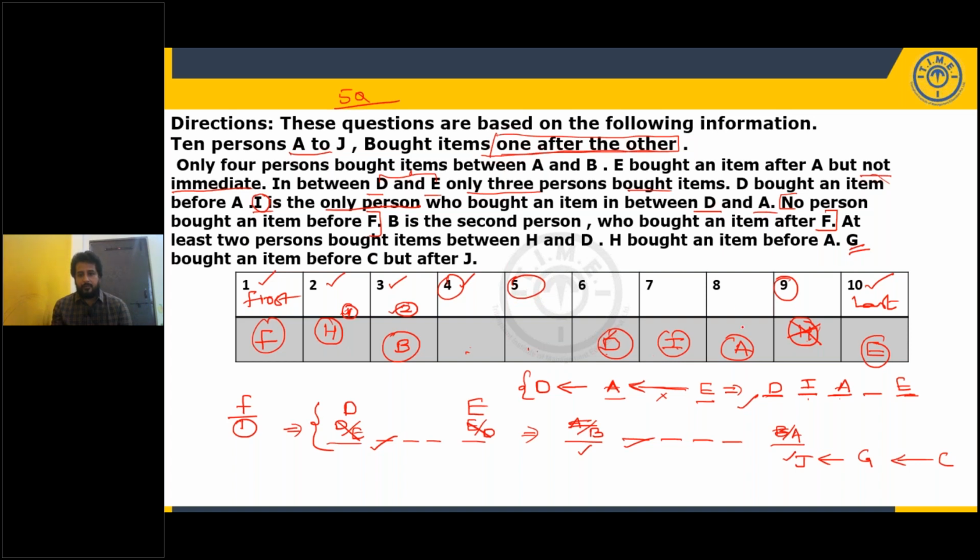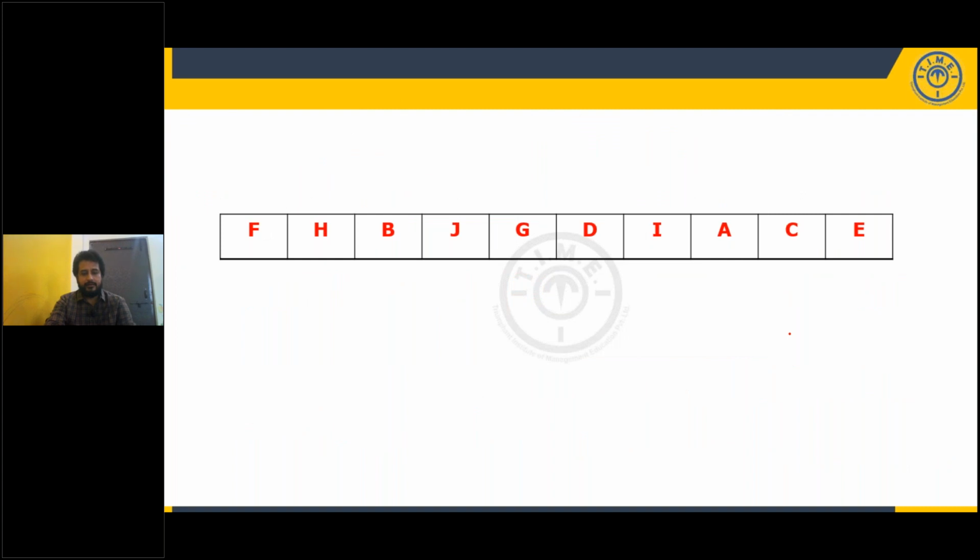So we have only three positions. How can I fix? This will be J, this will be G, this will be C. So here is our complete final arrangement. When I'm explaining, it is taking a lot of time, but in the exam you can complete this in less than 3 minutes. It won't take much time. So here is the final arrangement.